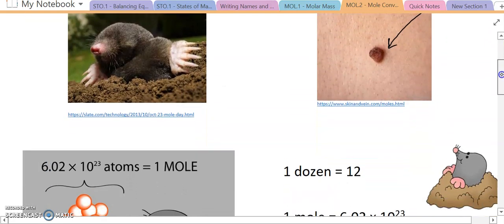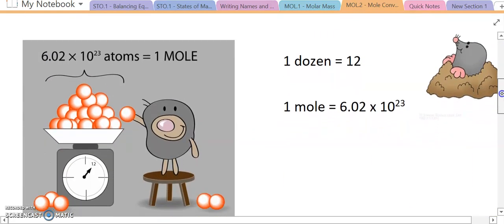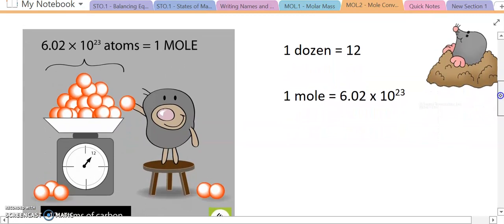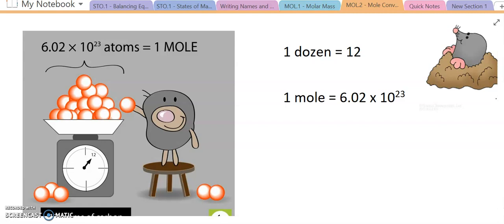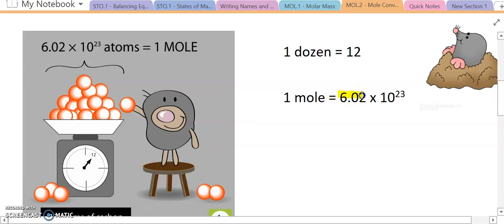Instead, what are we taking a look at? Well, in chemistry, it is a concept similar to a dozen. A mole represents a number. A pair represents 2. A dozen represents 12. And a mole represents a number, but a much bigger number. It represents 6.02 times 10 to the 23rd.